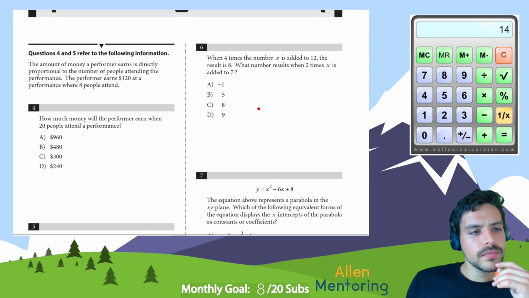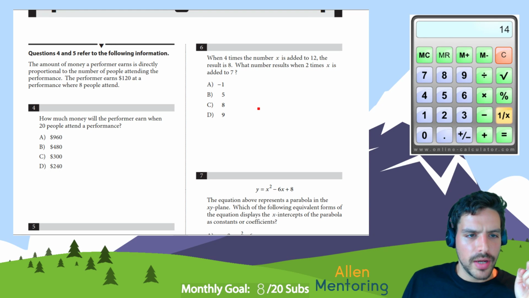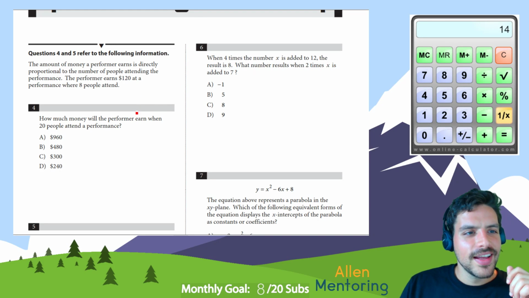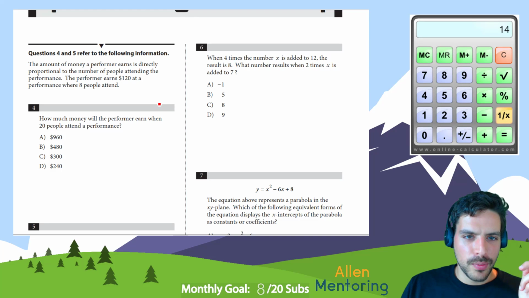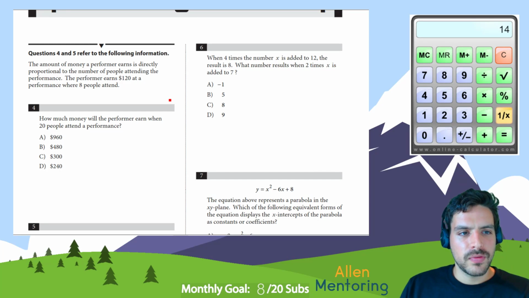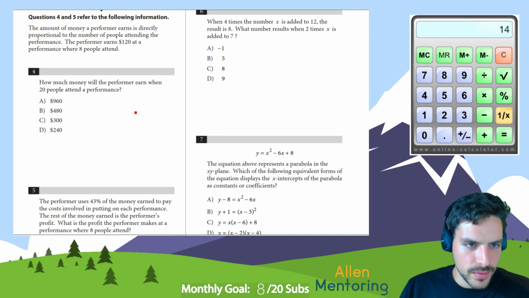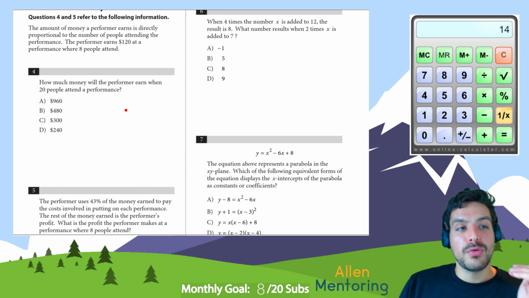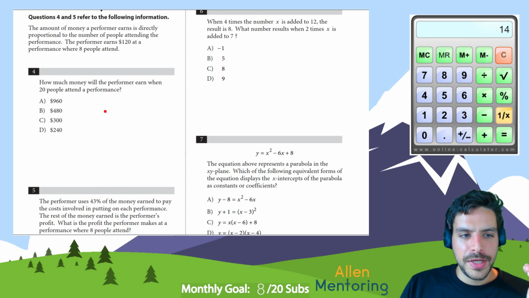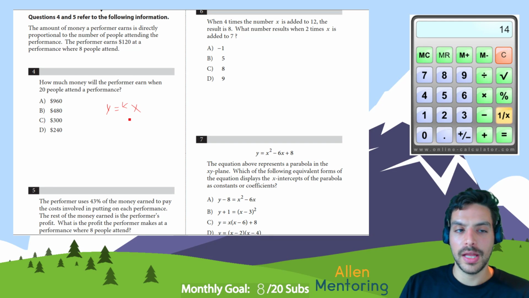Number 4. How much money will the performer earn when 20 people... Oh wait, I did not even read this top part. Okay. The amount of money a performer earns is directly proportional to the number of people attending the performance. The performer earns $120 at a performance where 8 people attend. Okay? So this is a direct proportion problem. So if you recall, the equation for direct proportionality is y equals kx. And k is our constant of proportionality.